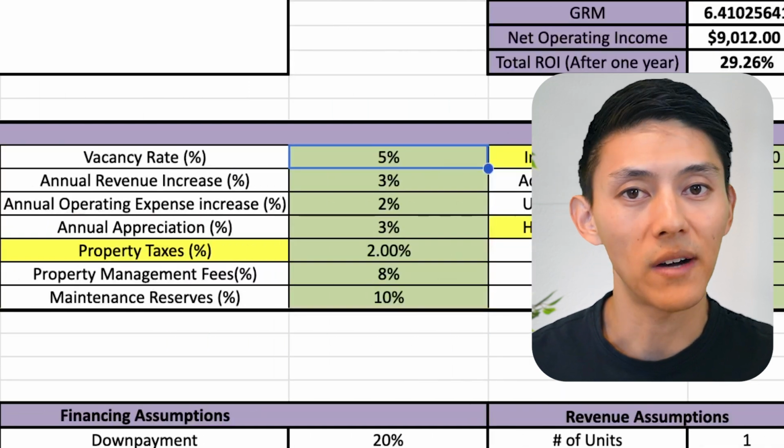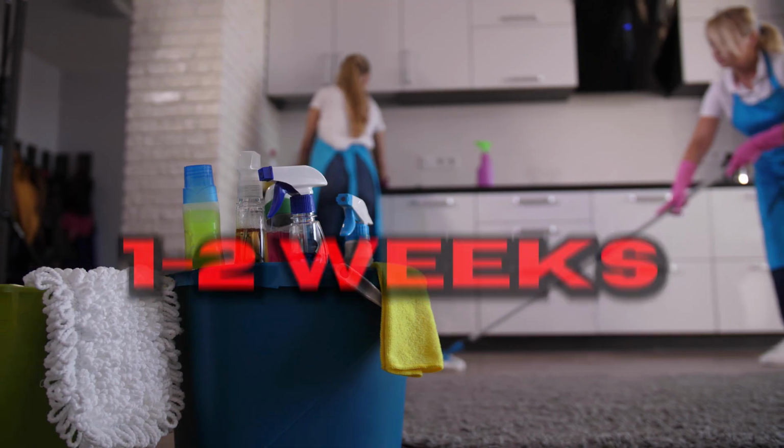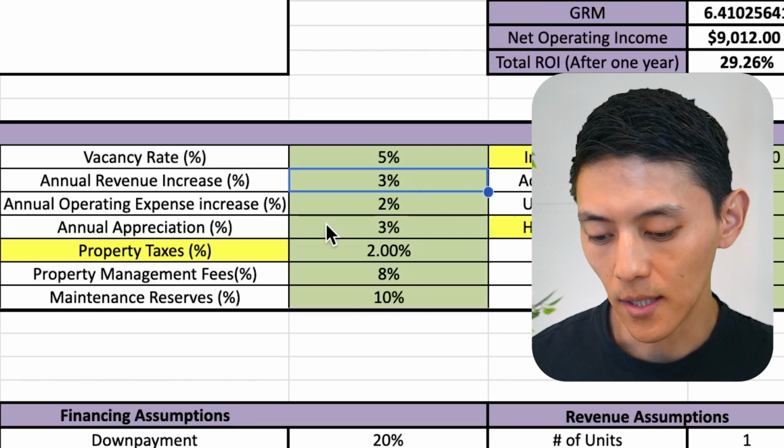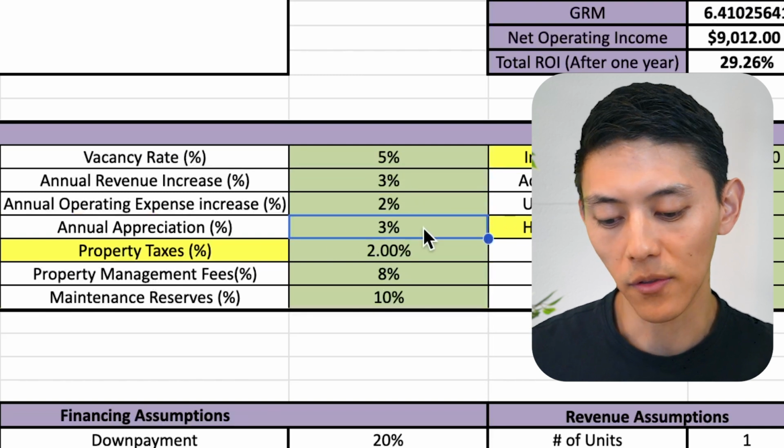Vacancy rate, you put between 5 and 10%. This is for when properties aren't rented out. So for example, if a tenant moves out, it takes 1 or 2 weeks to clean the property, market it, and then get someone back in there. For the annual revenue increases, operating expense increases, and appreciation, I typically put 3 to 2%.